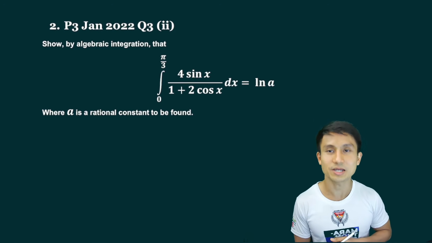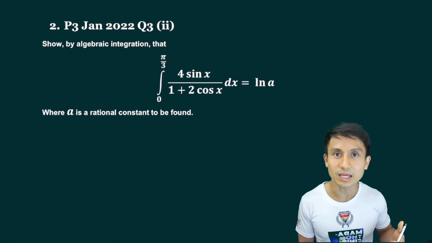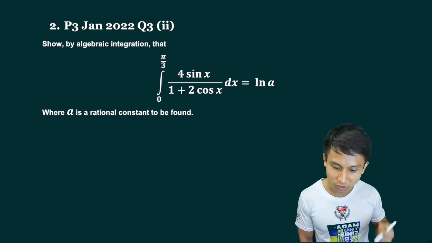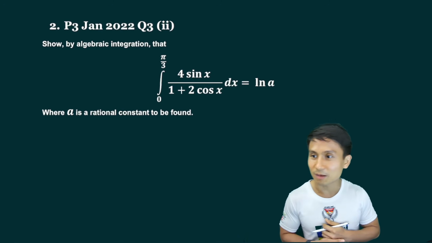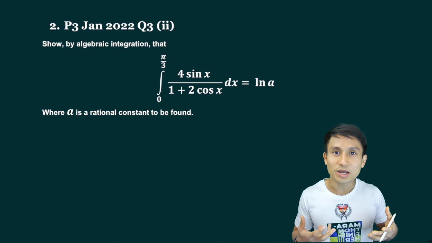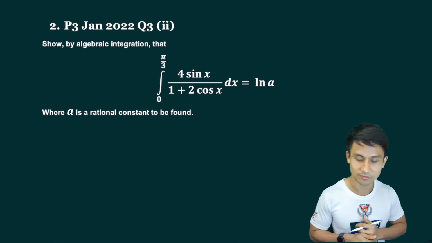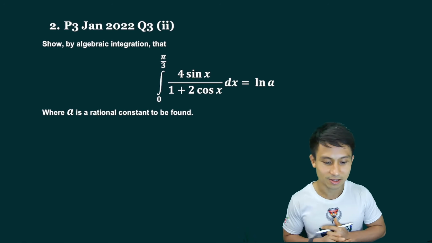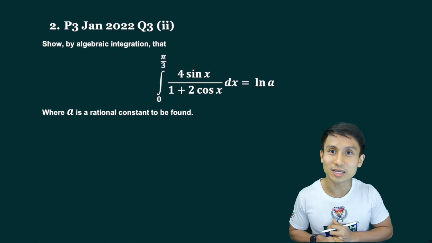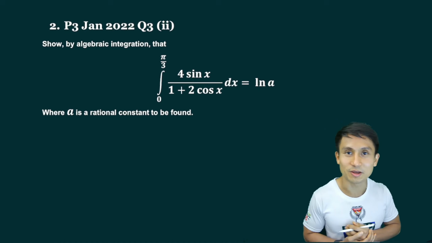This is P3 January 2022. Well, a little more difficult, a little more intriguing here because you are dealing with trigonometric functions. Okay, so show by algebraic integration that the integral equals ln A. So we have a definite integration this time. We need to find the constant A as well. All right, so let's try that, yeah? Again, because we've been using the reverse chain rule techniques, surely this is one of them.